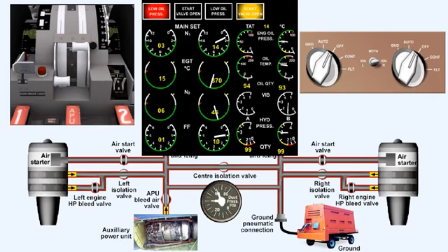At approximately 46% N2, the start switch will automatically move to the off position, and the start valve open light will extinguish. The starter duty cycle is now complete, and the N2 should continue to increase to the ground idle value of between 58 to 62%. When the engine RPM has stabilized at ground idle, the fuel control and, if appropriate, the ignition switch can be released and the after-start checks carried out.